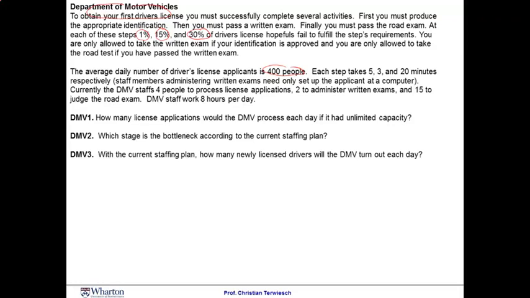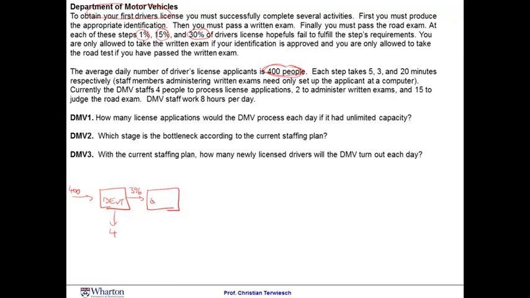All right, the way we want to start this question is just drawing the process flow diagram. The first step here is the identification of the customer, and some people fail, right? 1% fail to do this appropriately. The question says we have these 400 people a day arriving. So 400 flowing in, 1% failing, so there's 4 people a day that fail to do this, and that leaves 396 who are arriving at the second step, the written examination.